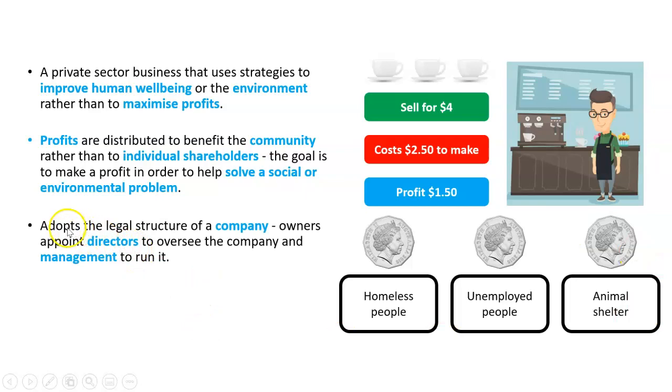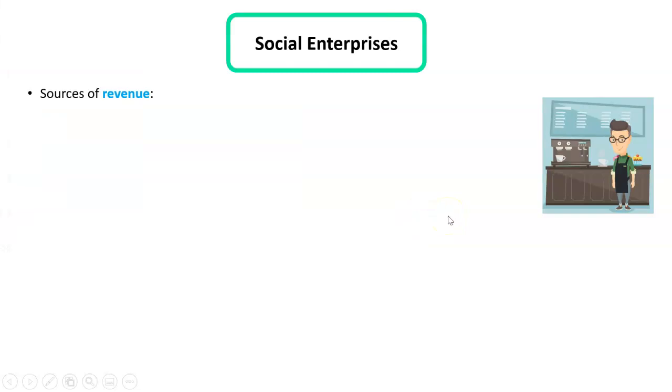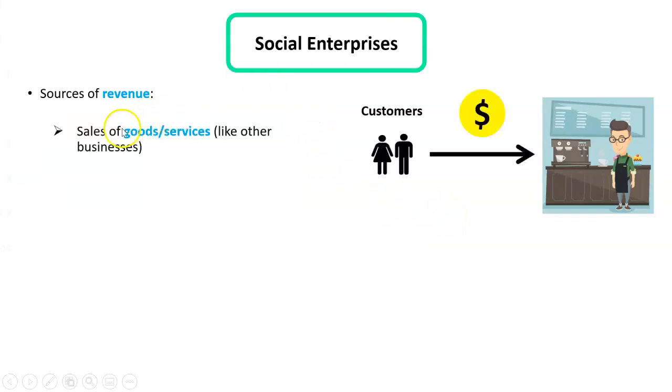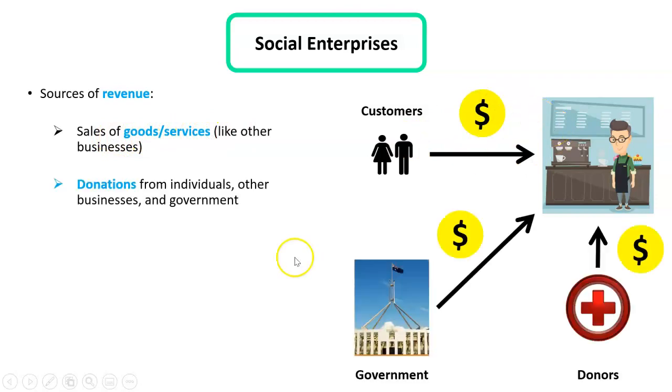And what is important to realize is this is actually a private company. It has a structure of a company. It appoints directors to oversee it and managers to run it. So just because you own a social enterprise doesn't mean you have to manage it. You can get people to do that for you. So looking at an example, the sources of revenue for a social enterprise are, yes, you sell goods and services, so customers give you money, but you're also going to get money from donations from the public and also from the government. The government's probably going to give you money too.